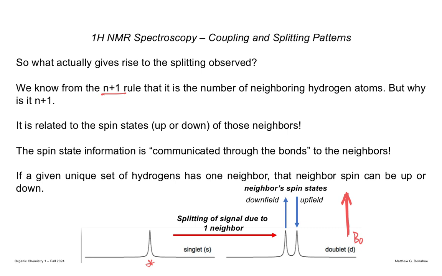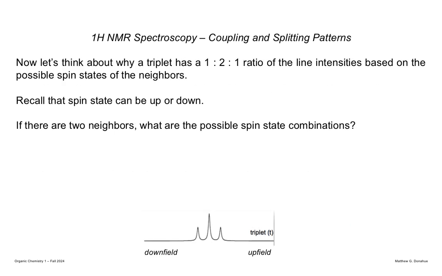And so this happens, as you increase the number of neighbors, now the combinations of spin states can increase. So we said that for two neighbors, you get a triplet. This is a 1 to 2 to 1 ratio of line intensities.